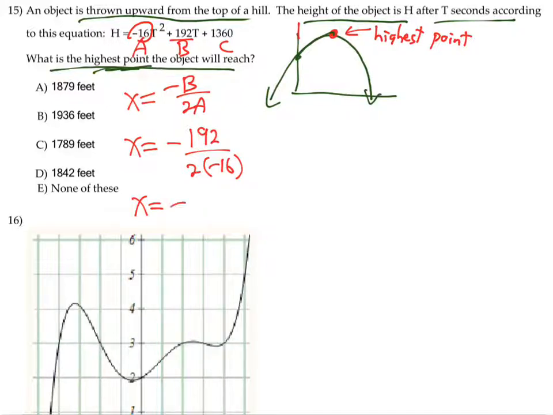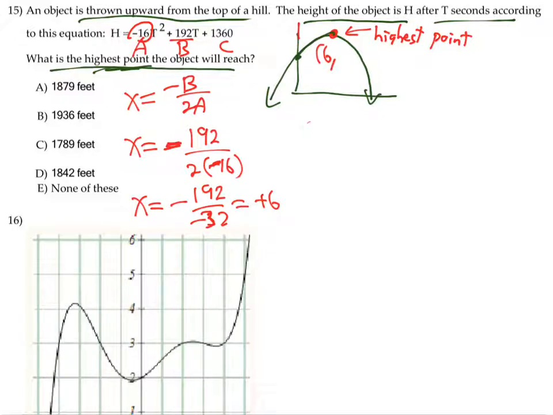and then the two negatives make positive, right? See the negative here and the negative here. This is negative 192 over negative 32, which is positive 6. So that's the x value.